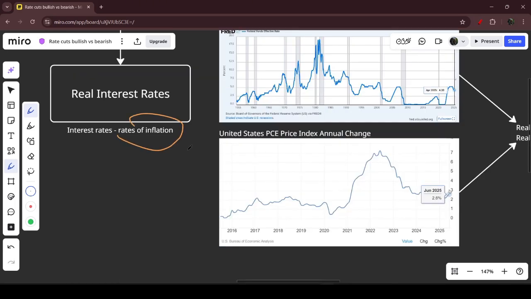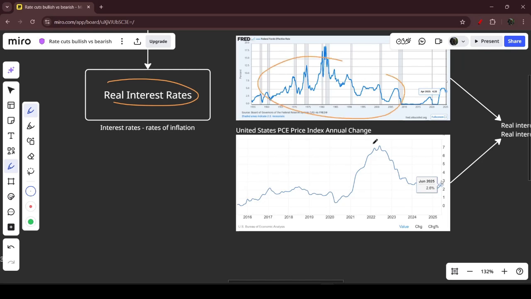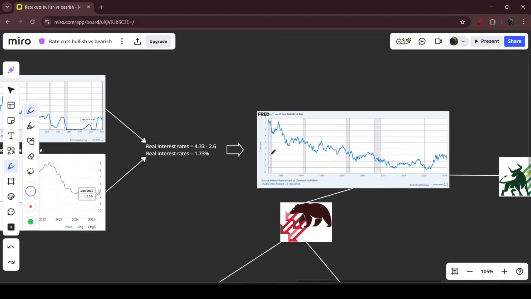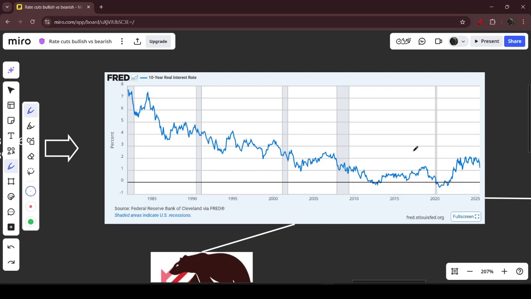The rate of inflation, on the other hand, is what we call the US PCE price index, and right now it's sitting around 2.6%. So the real interest rate is the interest rate minus the rate of inflation. In our case, if you take those numbers, that's 4.33% minus 2.6%. The real interest rate then is sitting around 1.73%. And this can be tracked by the real interest rate from the Fed chart right here.